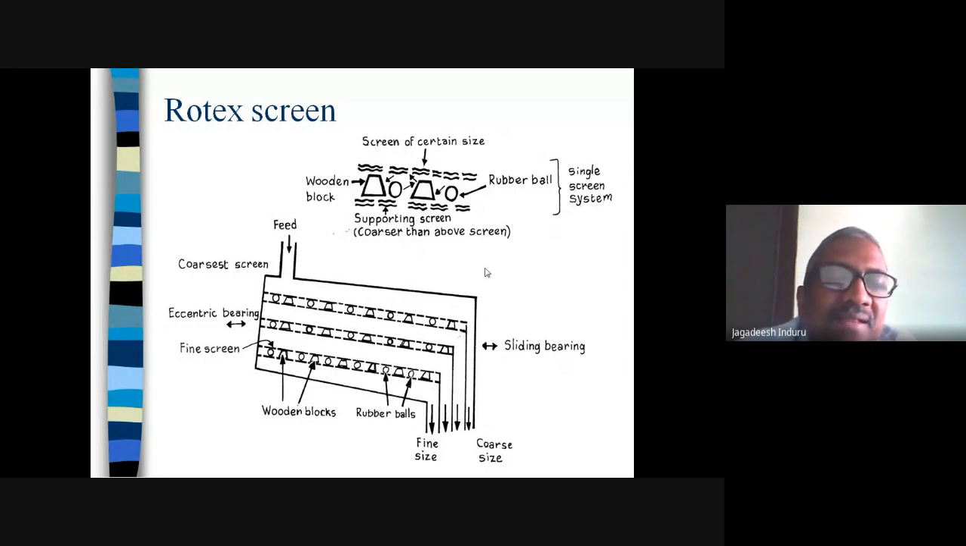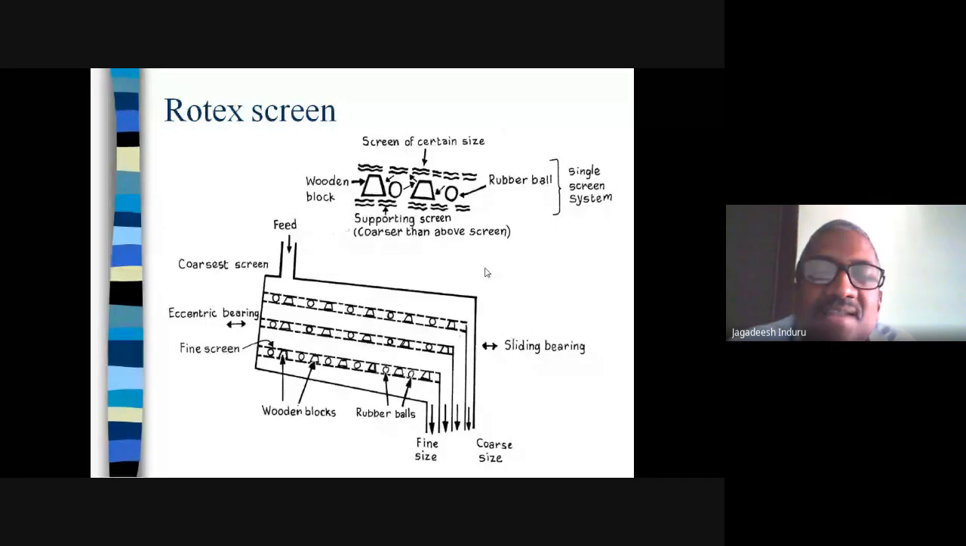And this is connected to an eccentric bearing. It moves to and fro, making the screen move to and fro. So that is the construction. Construction means you have a casing, and in that you have a screen, a bottom screen for support, wooden block and rubber ball, and an eccentric bearing. And you have a feed and 4 bins at the bottom to collect 4 fractions.